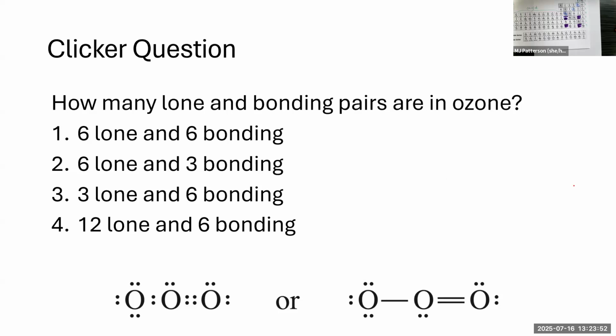So yeah, quick check on this one. How many lone pairs and bonding pairs are in ozone? I'm showing you down at the bottom 2 different representations of ozone. One is all dots, the other is a mixture of dots and lines. So count just for one of the representations. How many lone pairs and how many bonding pairs do we have?